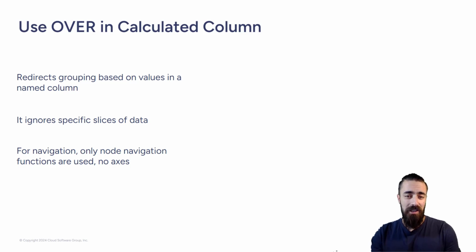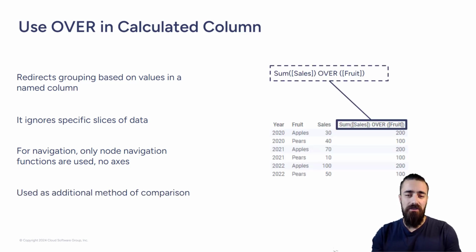When working with calculated columns, there are no axes available to navigate over. Instead, you use node navigation functions to refer to values in a column and calculate one result for each value. Note that the resulting value for each group will be shown on all rows that were included in the calculation.